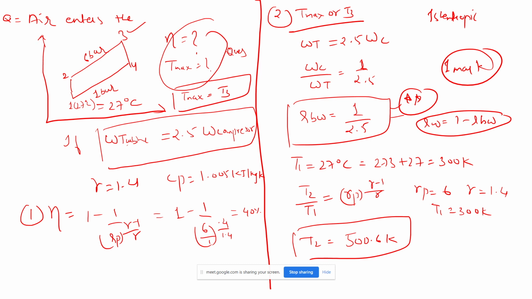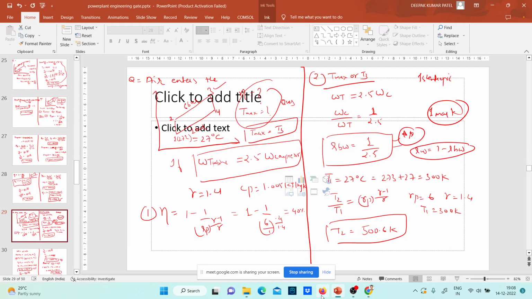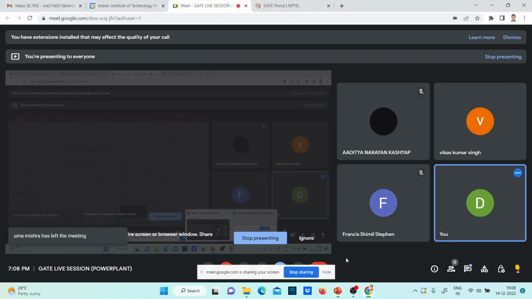You need not remember derivations and all those things. Just thoroughly revise the formulas. Remember the formulas and the TS diagrams, and the rest you can do for each and every question. Is it okay?